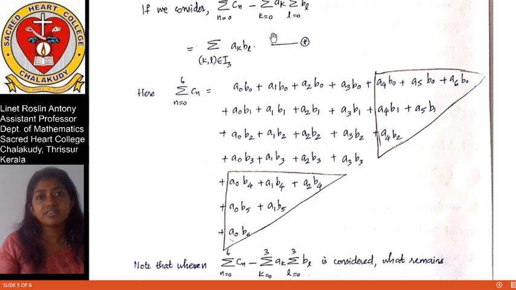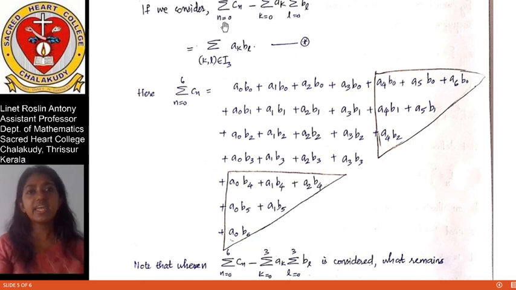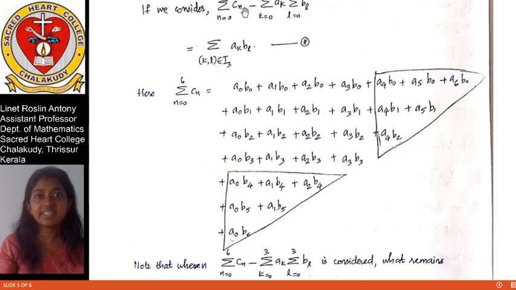Now consider the summation n equal to 0 to 6 of c_n minus the summation k equal to 0 to 3 of a_k into the summation n equal to 0 to 3 of b_n. You can see that this difference is nothing but the summation over ordered pairs k, l belonging to I3 of a_k b_l. Please note that this is an illustration which is used in order to generalize in the proof what a Cauchy product is equal to.